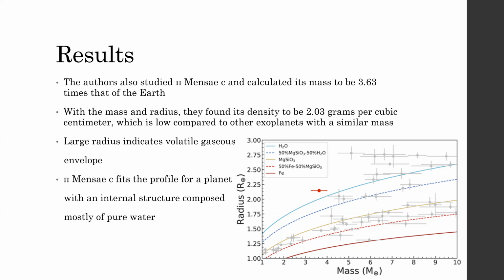And you can see on the right side here a graph generated by Hatzes et al, but based on data from Zhang et al. It shows the mass and radius relation for different exoplanets, and it has the curves on there with the compositions of these planets. And you can see in red, near the top left, the point for Pi Mensae c. And it fits the profile closely for a planet with an internal structure composed mostly of pure water. That's the curve it's closest to, although it is a little bit off.